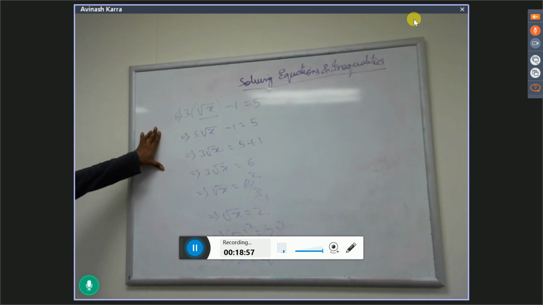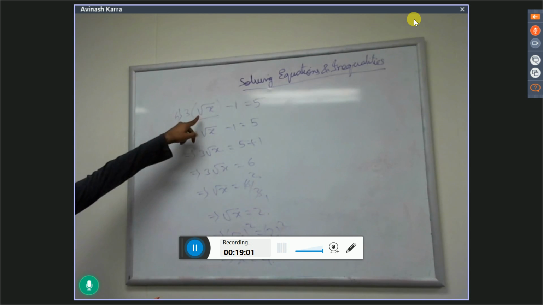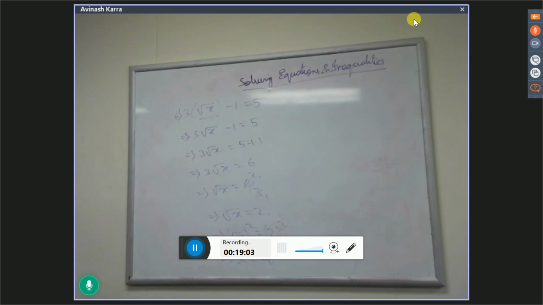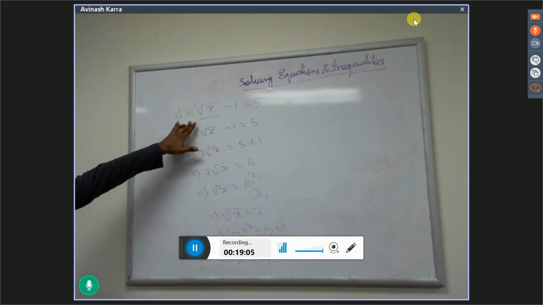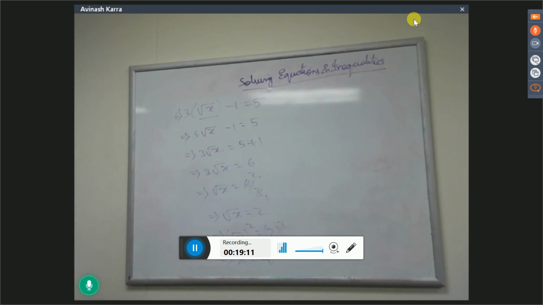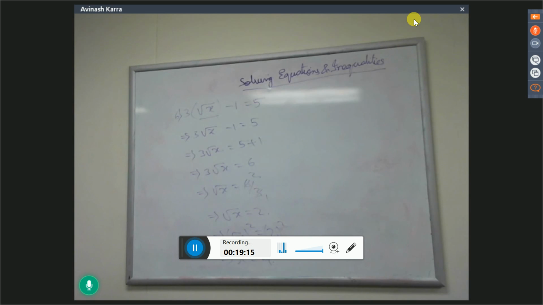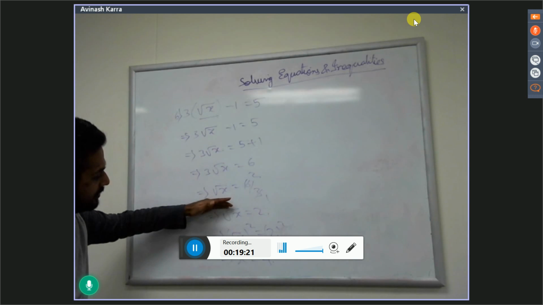So did you guys understand how to solve an equation when there is a radical in it? I have a question. Yes, go ahead. I understand the part where you divide 3 on both sides, but then I don't get the rest of it. Like from here? Yeah.